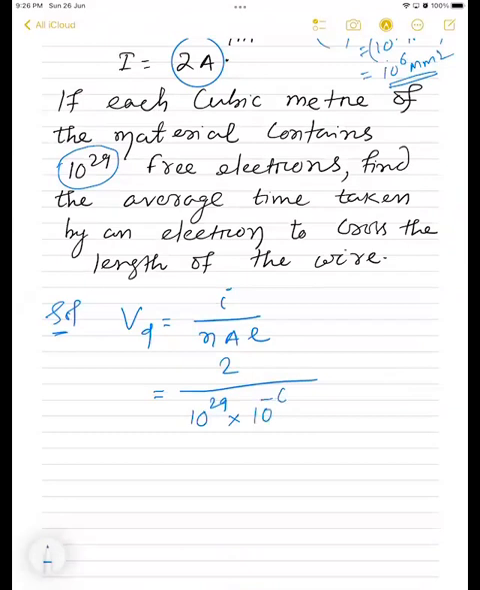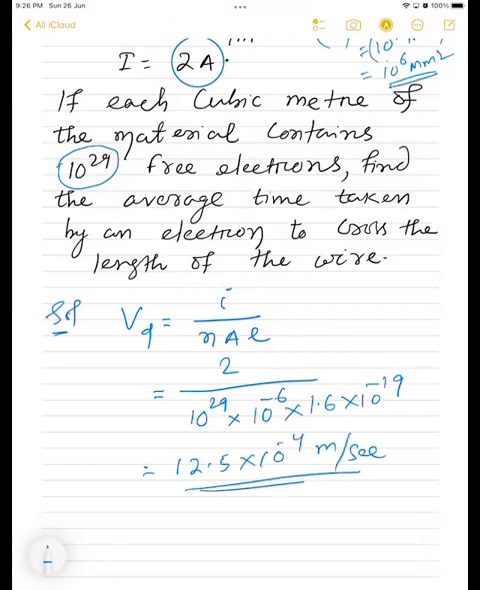All agree? And what is charge of electron? 1.6 into 10 to the power minus 19. So you solve the whole thing, you will get that is 12.5 into 10 to the power minus 4 meter per second. So with this speed, the electrons are moving inside the conductor. Are you getting, students? And he's asking in the question, average time taken.